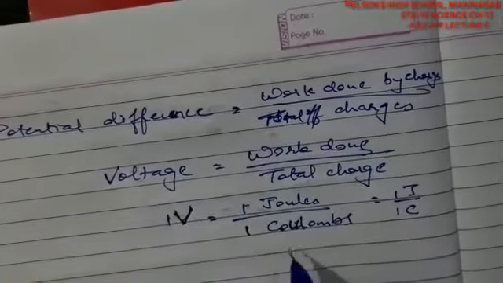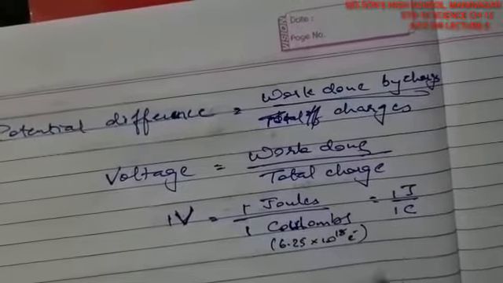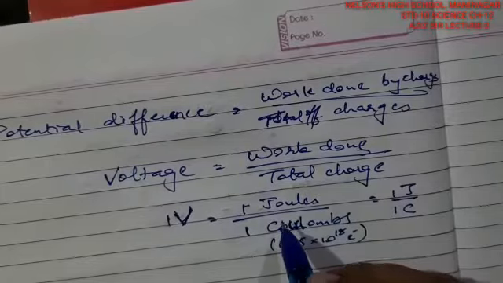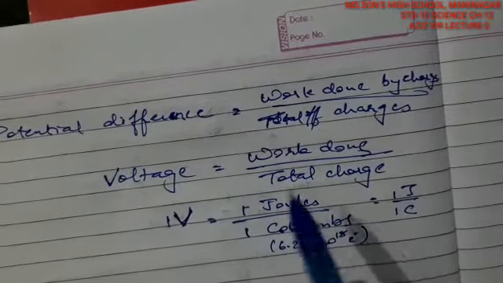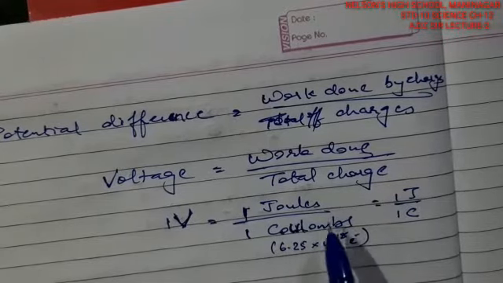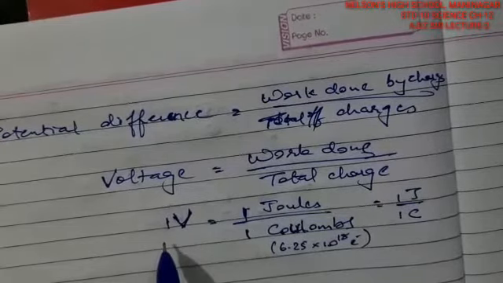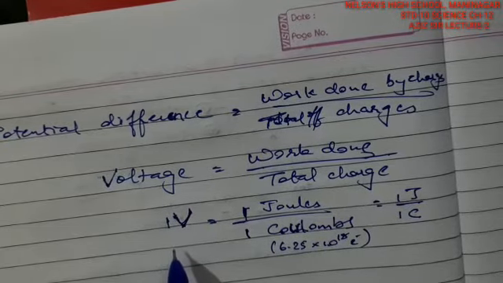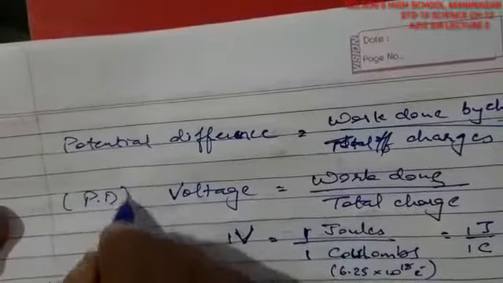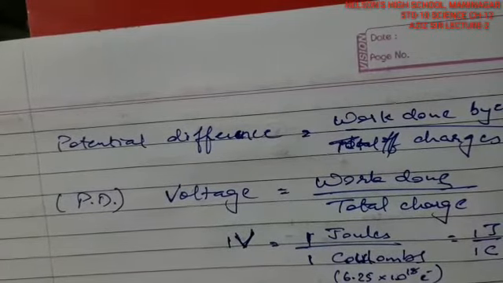So 1 coulomb, as you know, is 6.25 into 10 raised to 18 electrons which are present, and this is the amount of heat energy or chemical energy or mechanical energy that is counted. So this much mechanical, electric or heat energy work done by 1 coulomb of charge, this potential difference is called 1 volt. This is nothing but potential difference. Potential difference, shortcut I will write down as PD. Fine. So this is how we calculate potential difference.